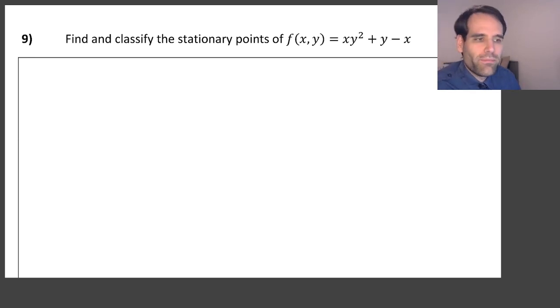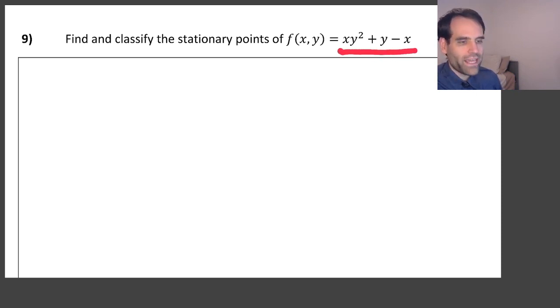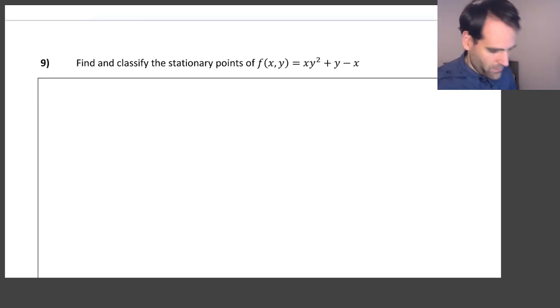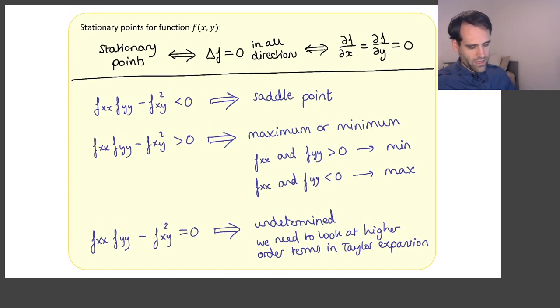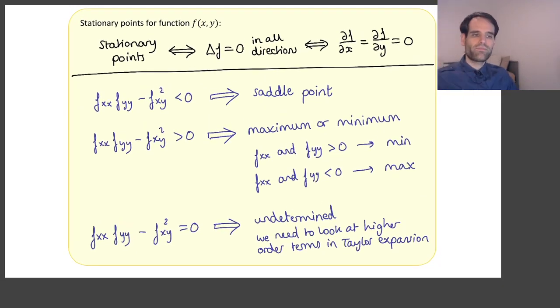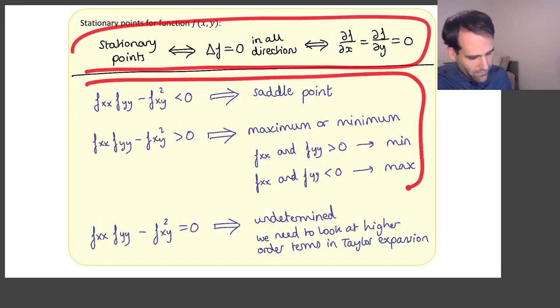Let's solve this problem. Find and classify all of the stationary points of the function f(x,y) = xy² + y − x. If this was a problem in an exam, remember, you can consult the given equations so you know the steps that you need to follow. So first, find the stationary points, and second, you classify them.